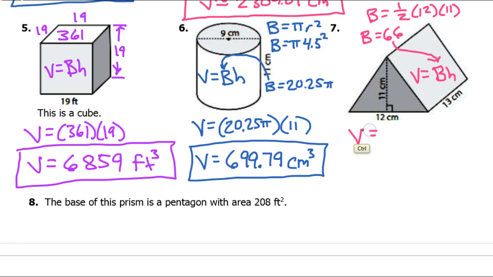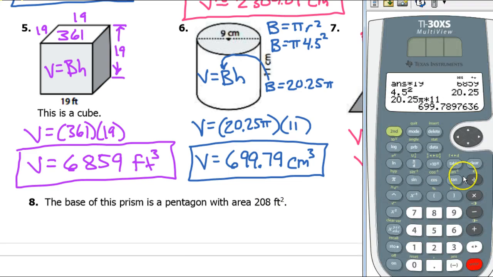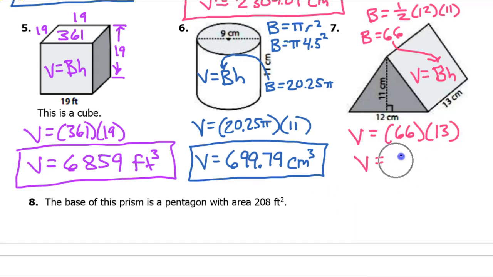So then the volume is the area of the base times the height, so that's going to be 66 times. Now the height is not 11. The height is the distance between the bases. The height is 13. Okay, so whatever that is, so 66 times 13, 858. And we had centimeters, so for volume it'll be cubic centimeters.